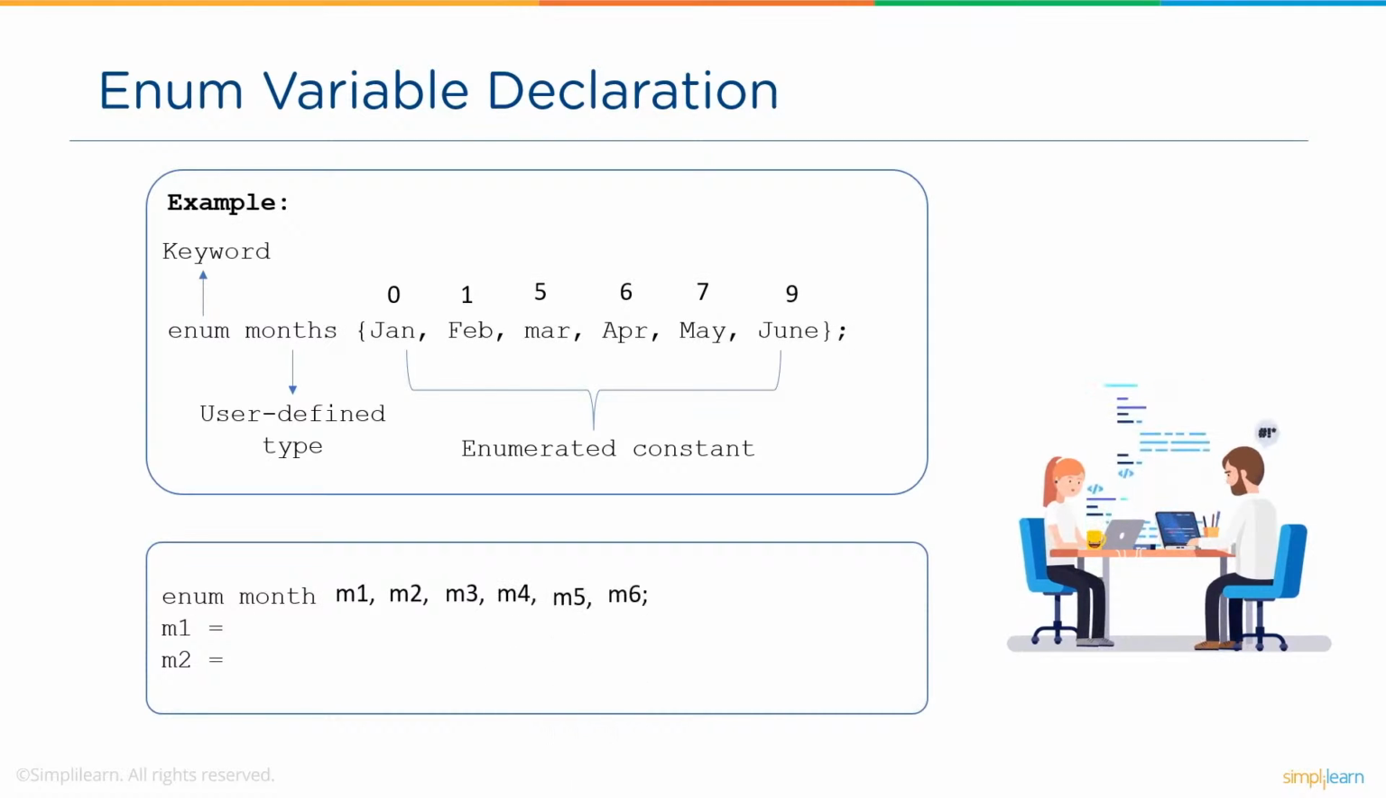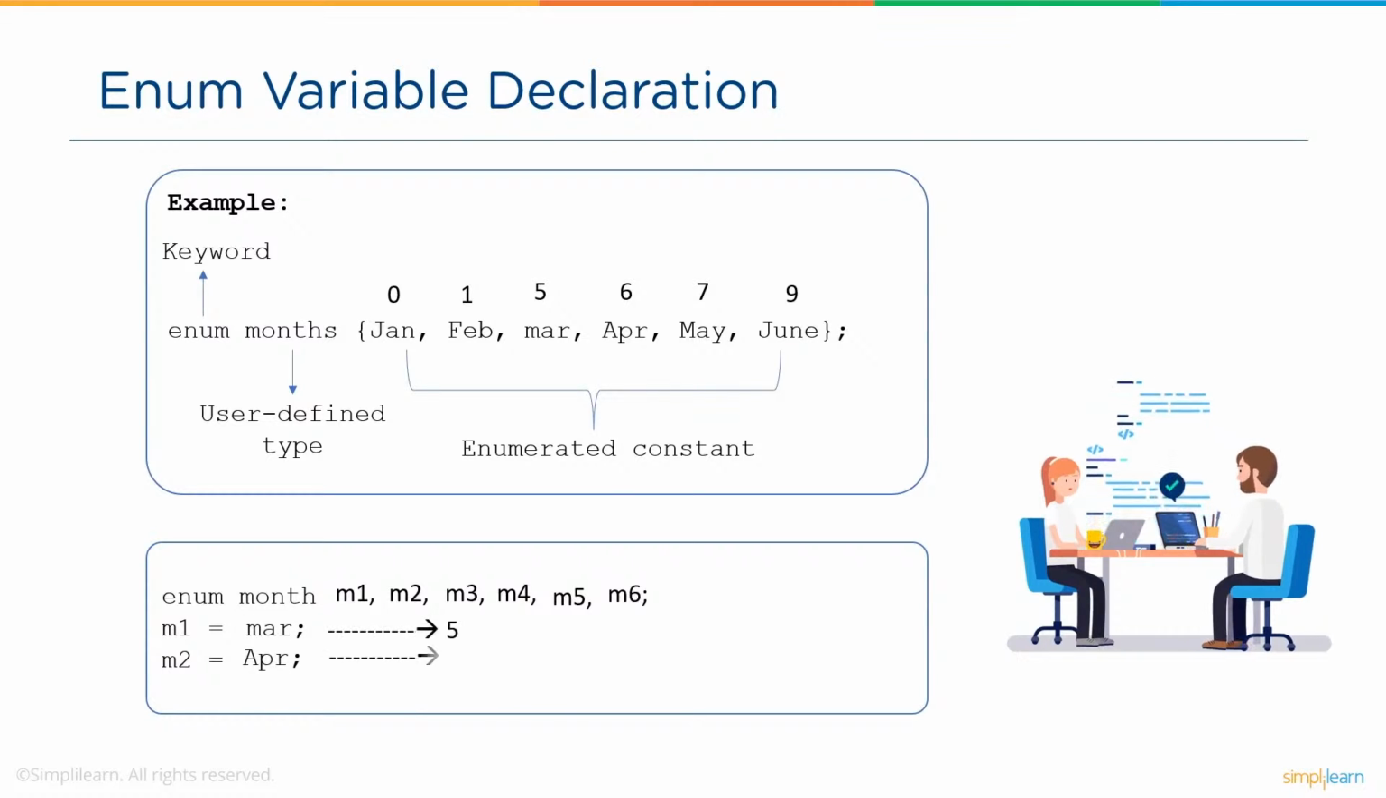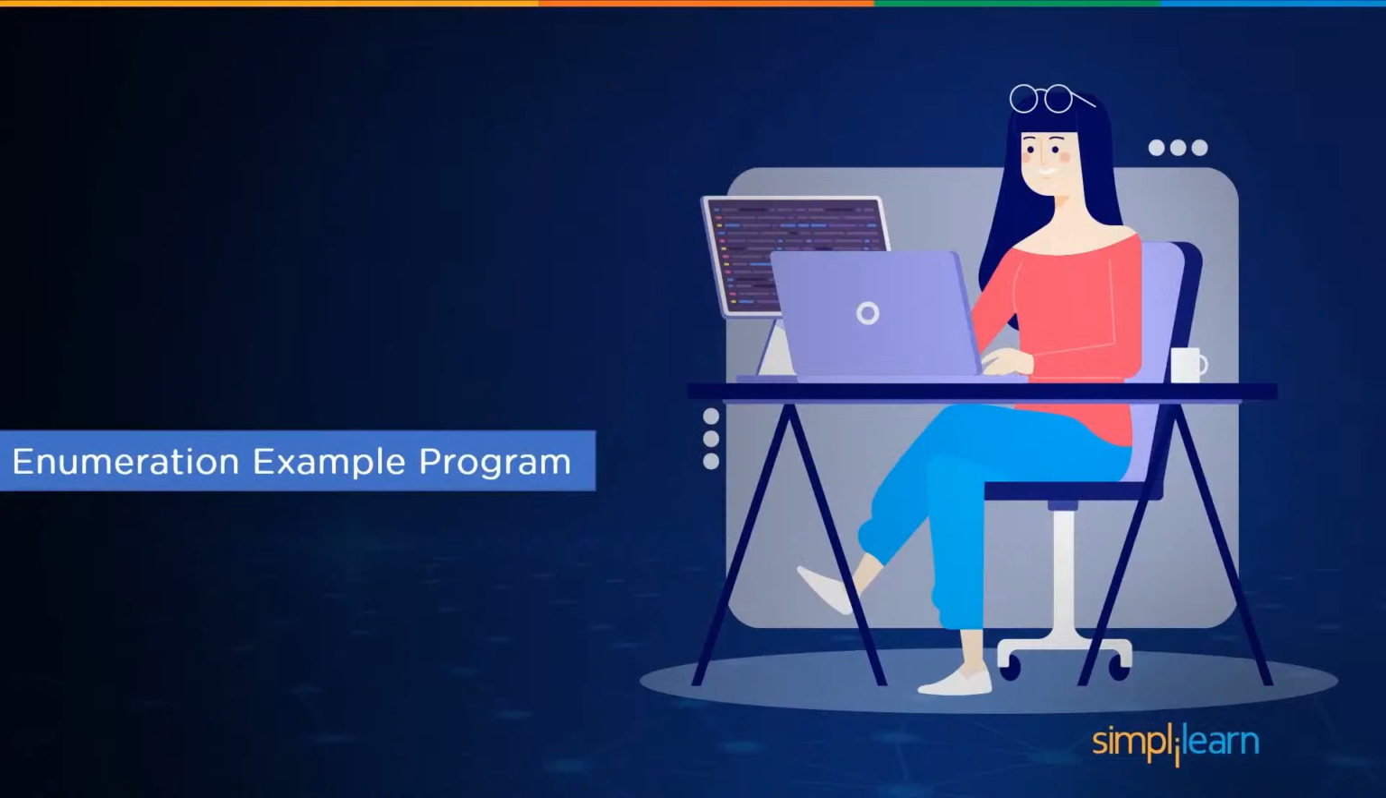Next, we can assign enumeration constants to the variables like m1 is equal to March and m2 is equal to April, etc. So now, m1 and m2 will hold the integer values 5 and 6 respectively. I hope you got a clear understanding of the use of enum in C programming. Alright, now let's execute a simple program using enum.